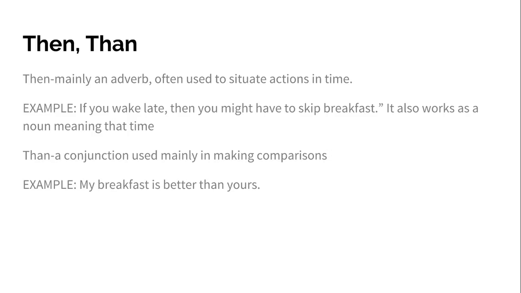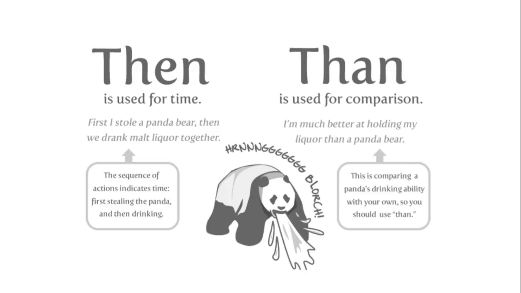Then and than. Then is mainly an adverb, often used to cite actions in time. For example, if you wake up late, then you might have to skip breakfast. It also works as a noun meaning that time. Than is a conjunction used mainly in making comparisons. For example, my breakfast is better than yours. Use then for time and than for comparison.